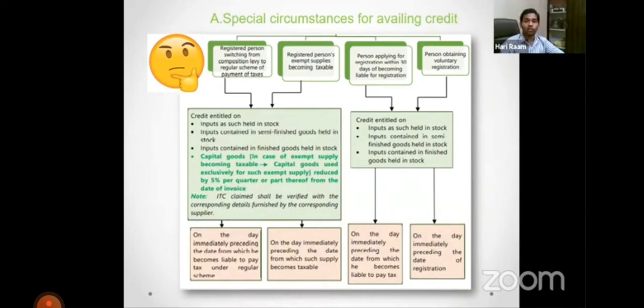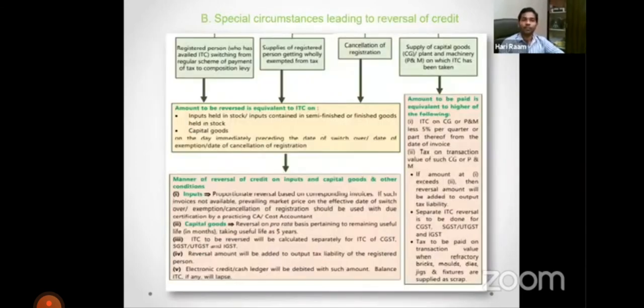Here also, what all is to be credited is understood. When is it to be credited? On the day immediately preceding the date of becoming liable for registration, or becoming a supplier of taxable goods, or converting from the composition scheme to the regular scheme.